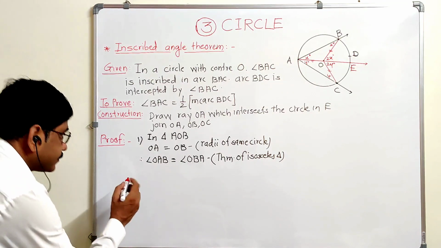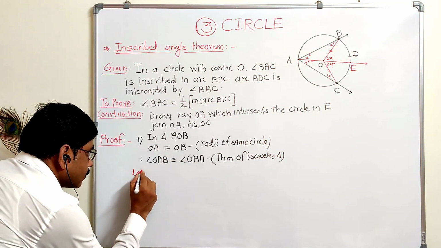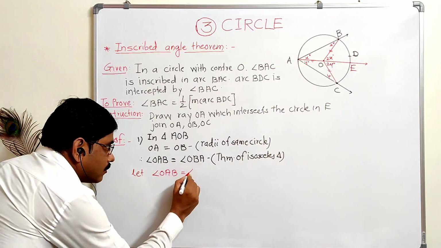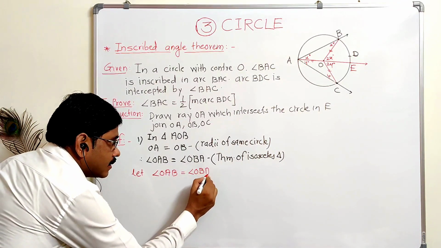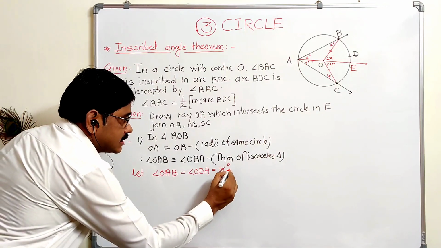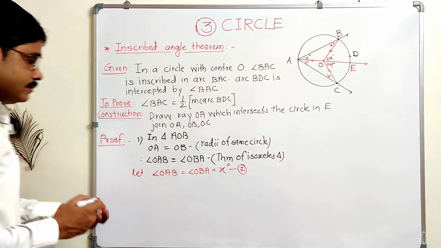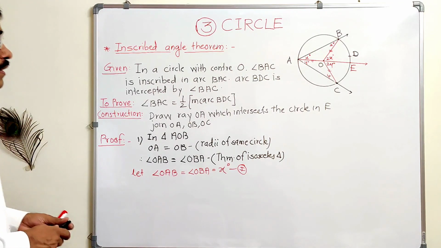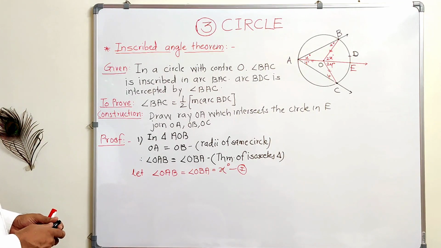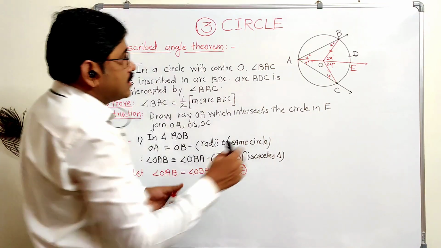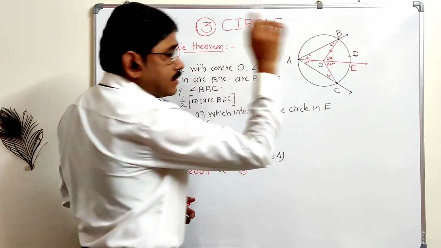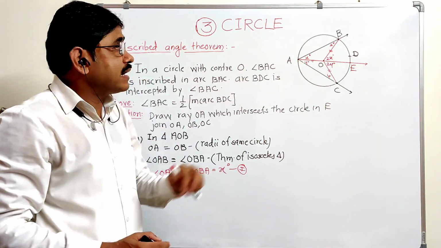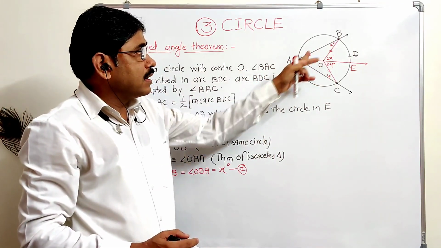So let this angle OAB equals angle OBA equals x degree, let it be 1. ये दोनों को क्या करना है? x consider करना है. Now angle BOE, this one BOE is an exterior angle of this triangle AOB.